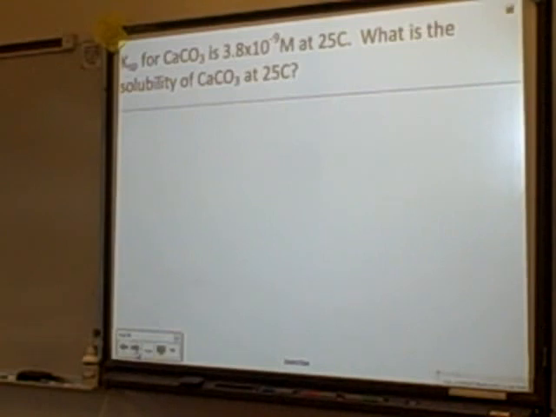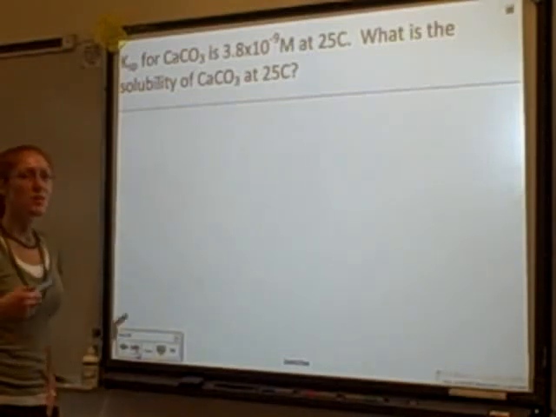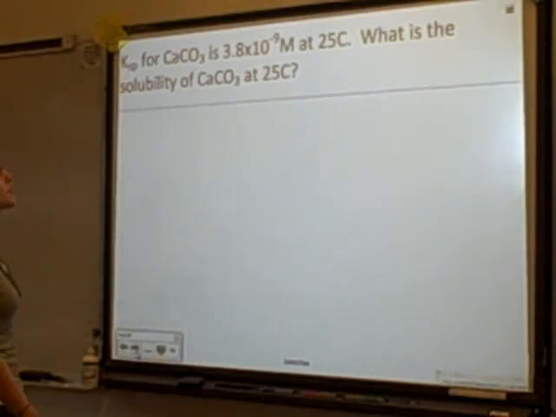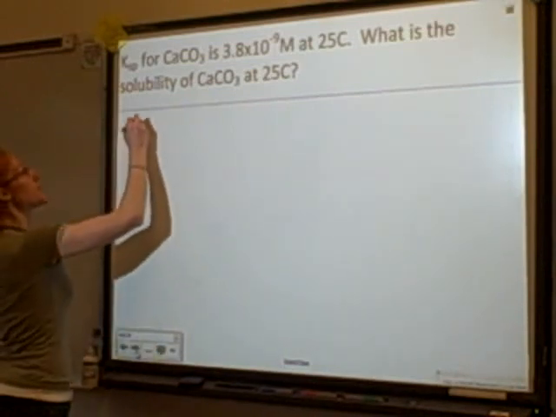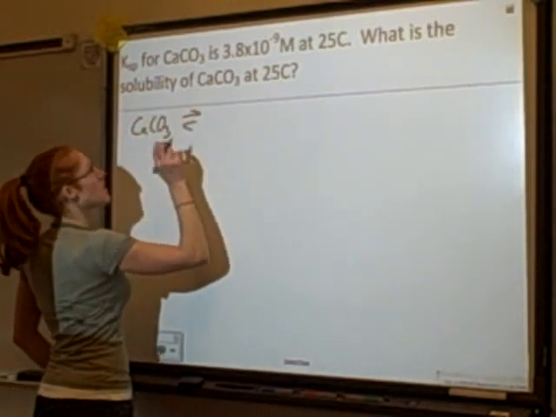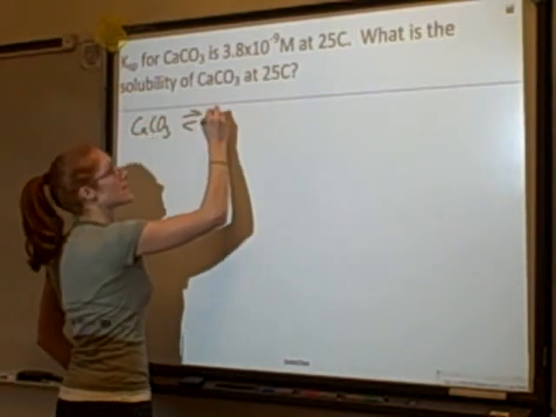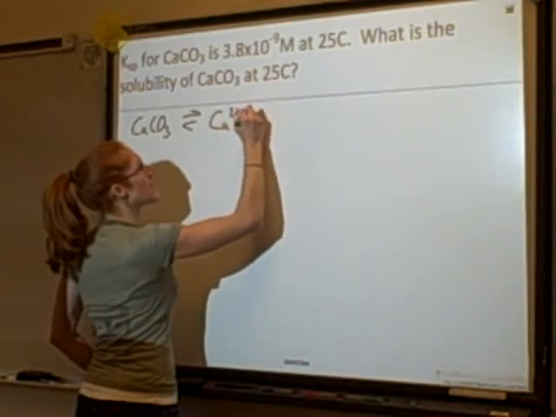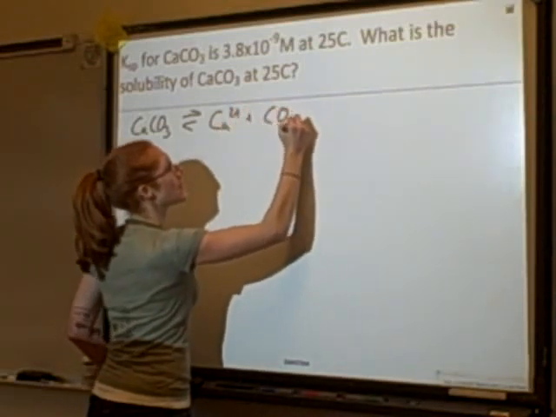So we have Ksp for calcium carbonate is 3.8 times 10 to the negative 9th. What is the solubility of calcium carbonate at 25 degrees Celsius? I'm going to bet when you first see these problems, you read that and you just think blah, blah, blah. So I'll do what I always do. I'm going to write the equation, calcium carbonate. It's going to dissolve. It'll make one of these and one of these. So a calcium 2 plus ion and a carbonate ion.